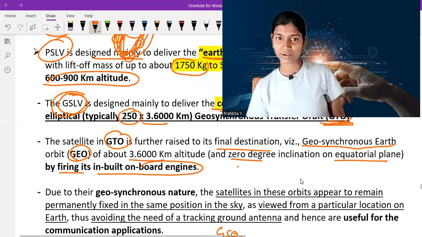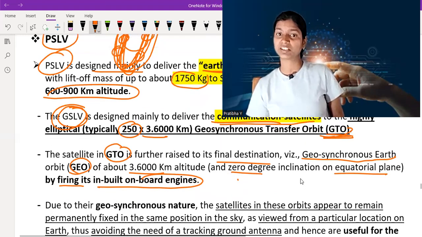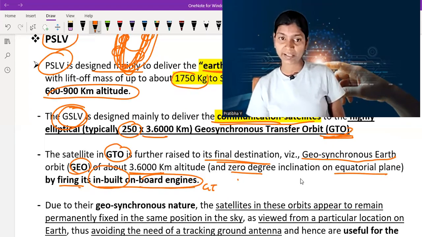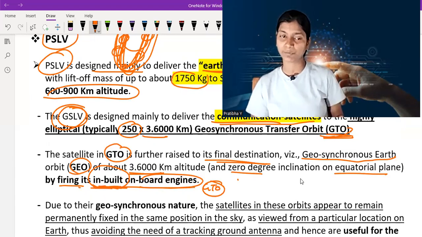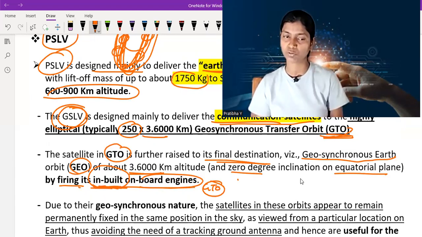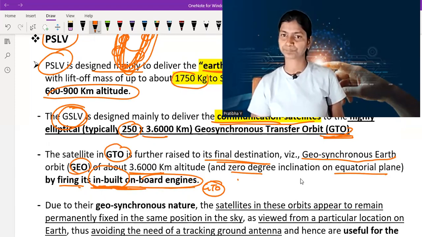The satellite in GTO is further taken to its final destination, about 36,000 kilometers altitude, by firing its inbuilt onboard engine. An inbuilt engine is designed which fires up when the satellite is put in a GTO, and with the help of that engine we put the satellite into GSO.